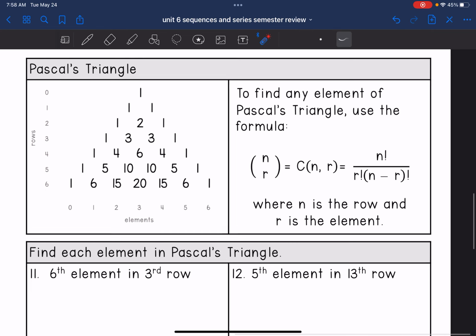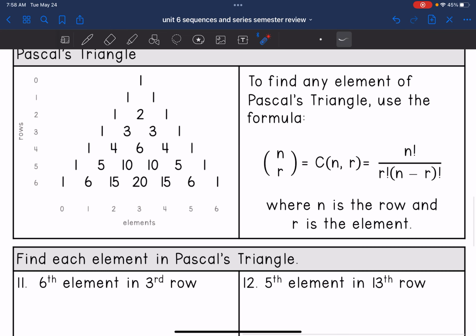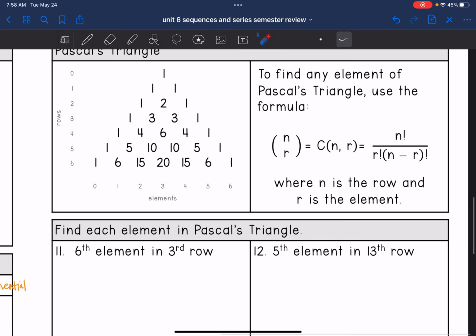So this is useful in binomial expansions. If you're less than 6, it's going to be easily findable. You can Google it and find an image. But if it's more than that, you're going to have to find the element yourself by using a combination formula, this right here, where n is the row. So see how the rows are numbered? And r is the element. The one thing to be careful of is they start counting at 0. So this is the 0th row, the first row, second row, third row.